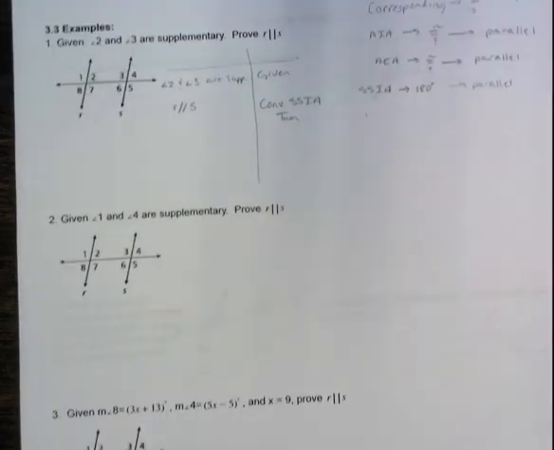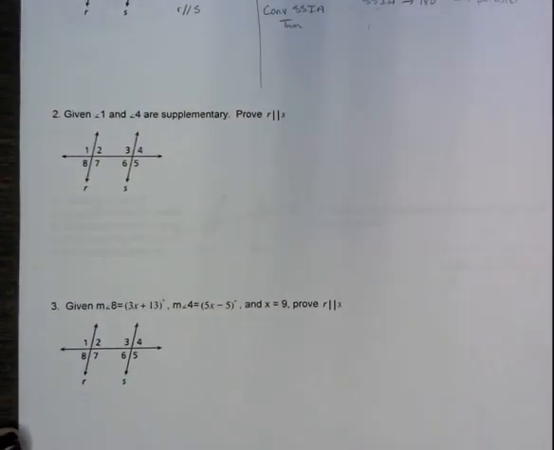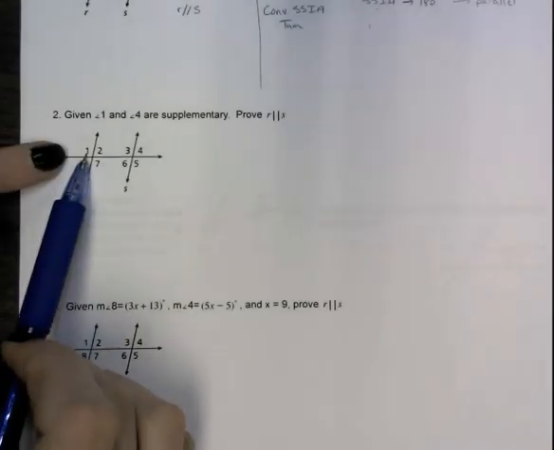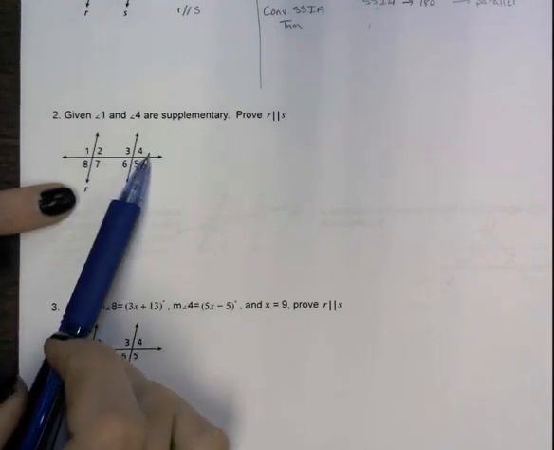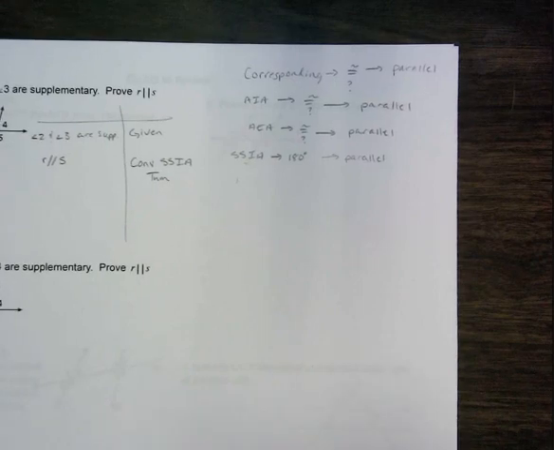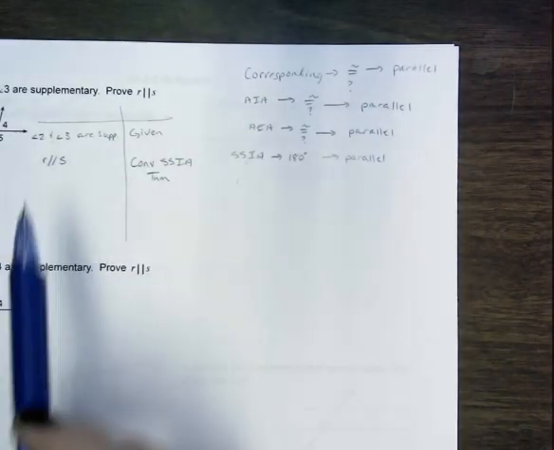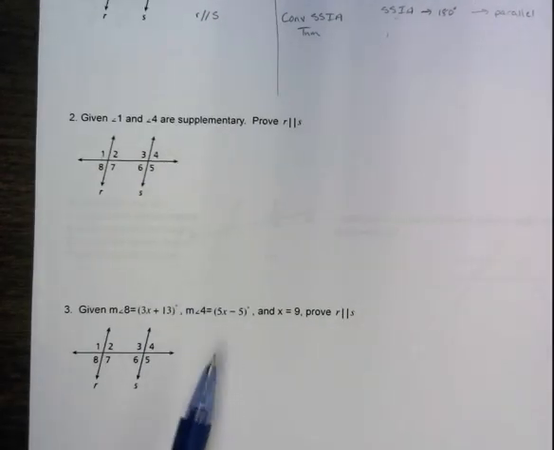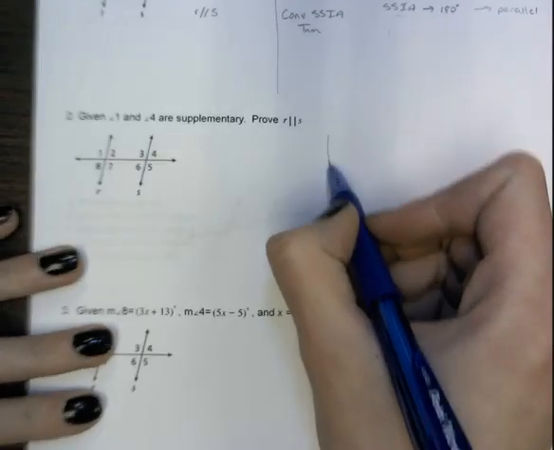Okay, moving on to example 2. Given 1 and 4 are supplementary, prove that R is parallel to S. I'm told 1 and 4 are supplementary. I want to show that those lines are parallel, so I need to look for or show one of these 4 relationships exists. 1 and 4 in my picture are none of these, so it's not going to be quite as nice as that first proof. But if I can make a connection between one of those angle pairs, I should be able to make this work.